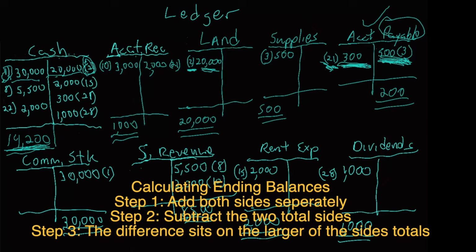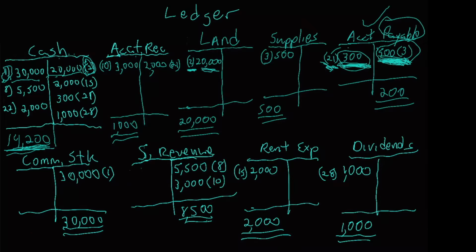You add up your debit side total, which is $300. You add up your credit side total, which is $500. You subtract the two numbers, which leaves us with $200. And whatever side had the highest amount is going to retain the ending balance. And since $500 had the highest balance between that and $300, the $200 difference is the ending balance, and it will sit on the credit side.